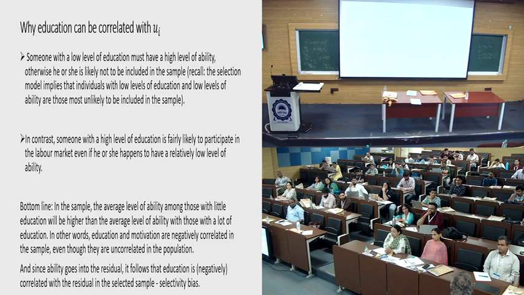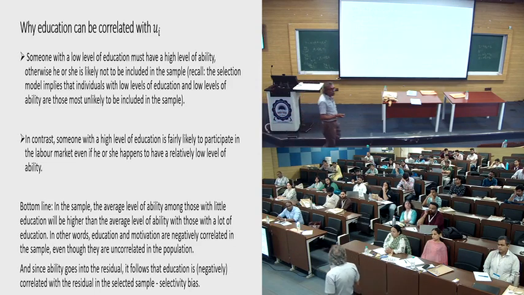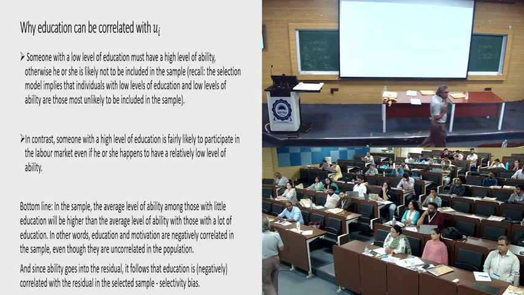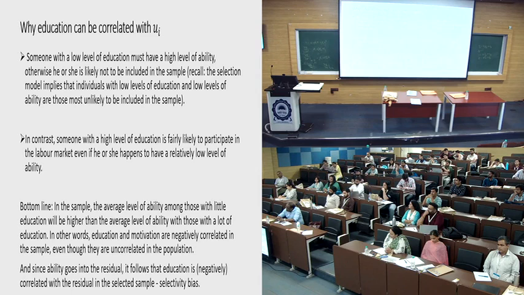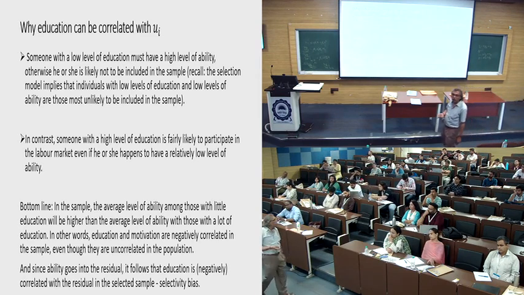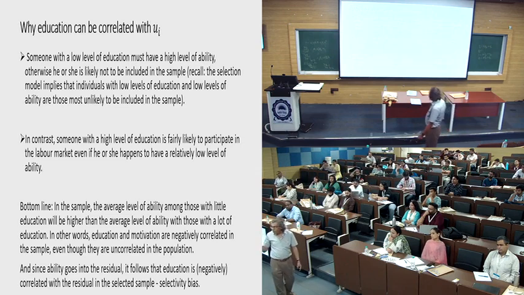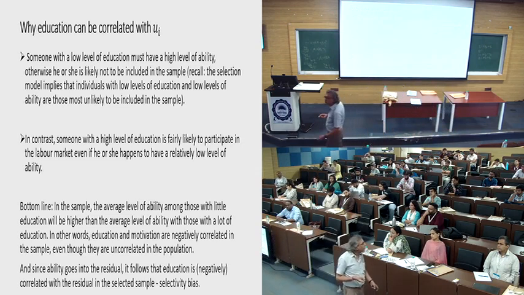So in turn, ability or motivation, ability may drive motivation, right? It can be negatively correlated even though they are uncorrelated in the population. So even if I start with a framework where there is no correlation between ability and education, I end up with a framework where ability and education turn out to be correlated in the sample. Clear? And since ability goes into the residual, we can think of education as negatively correlated with the residual in the selected sample. Clear? Fine. And hence I call it a selectivity bias.